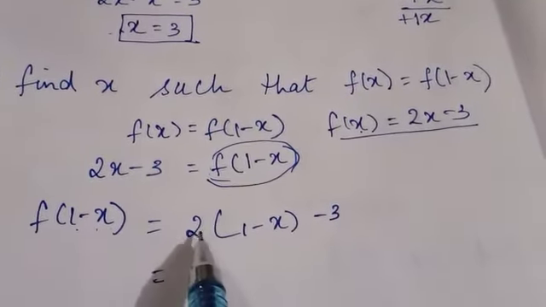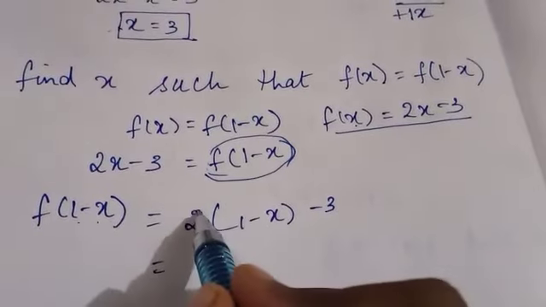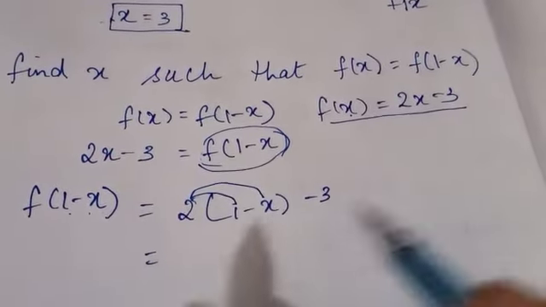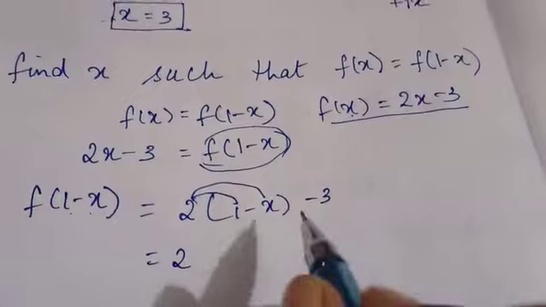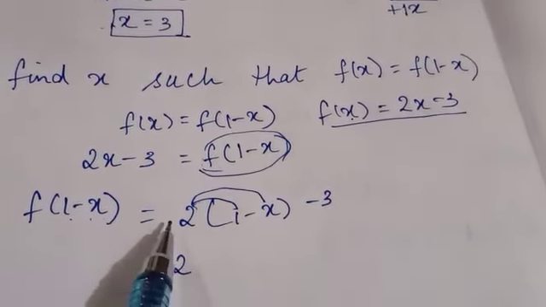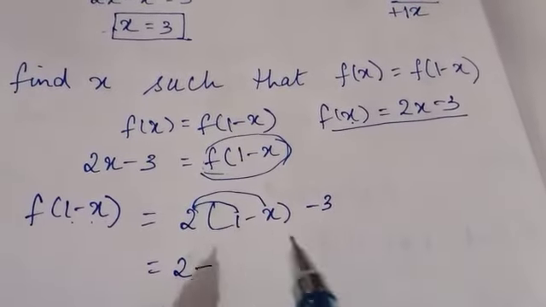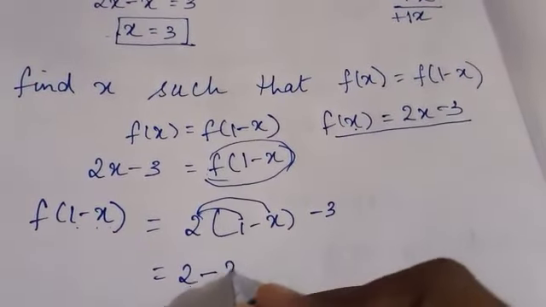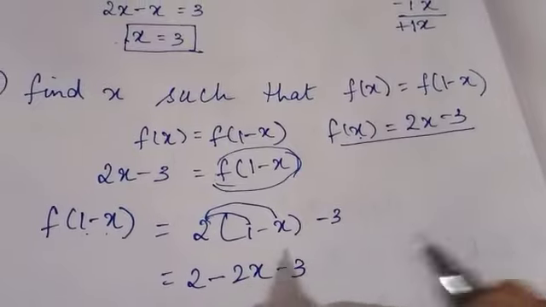So now next I'm going to multiply this 2 into 1 and then into this x. So 2 ones are 2. So while multiplying, first we have to multiply the sign, right? So plus into minus is minus. 2 into x is 2x, minus 3.